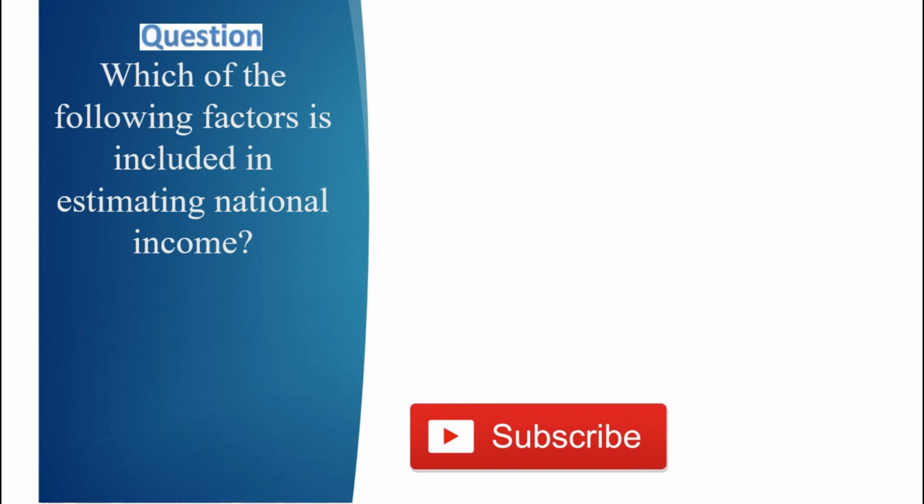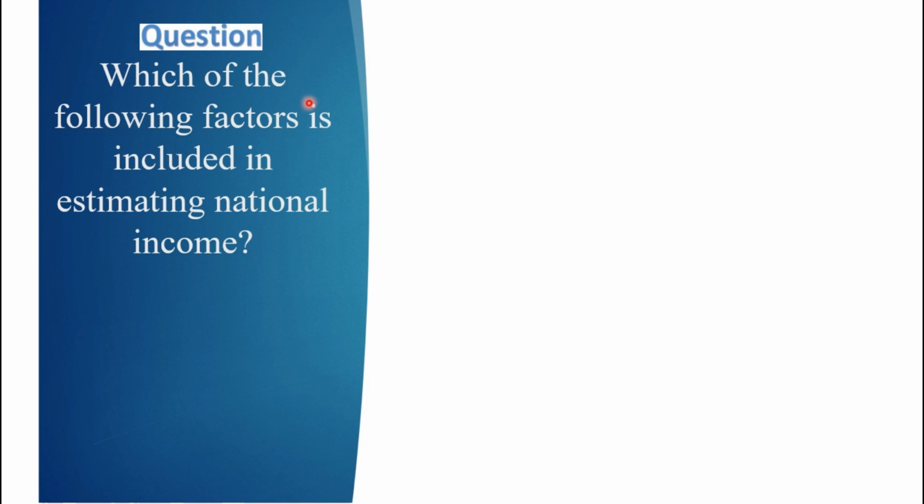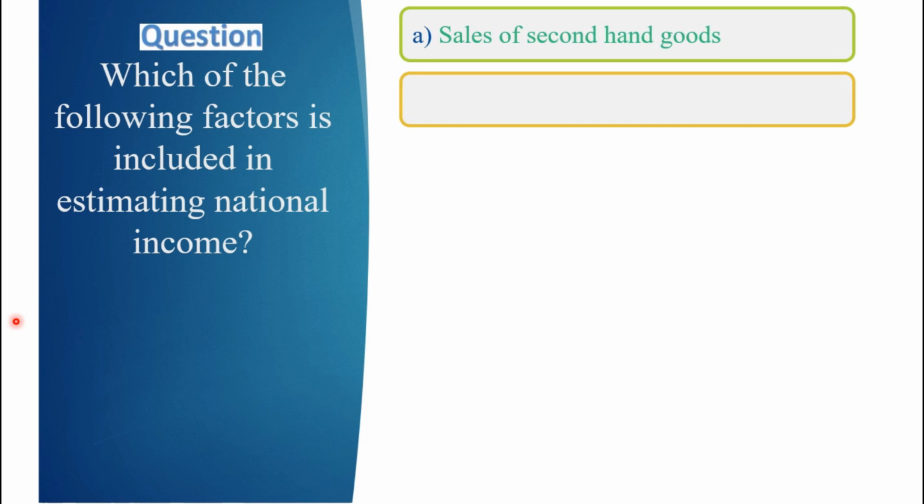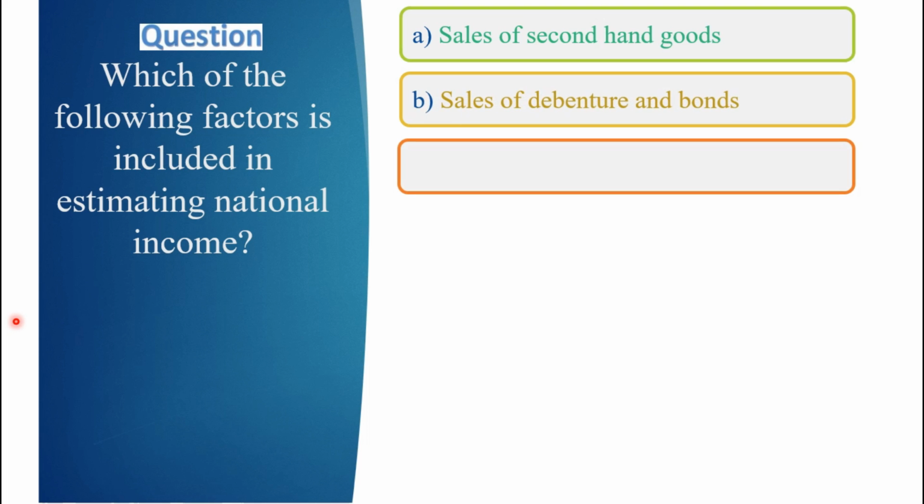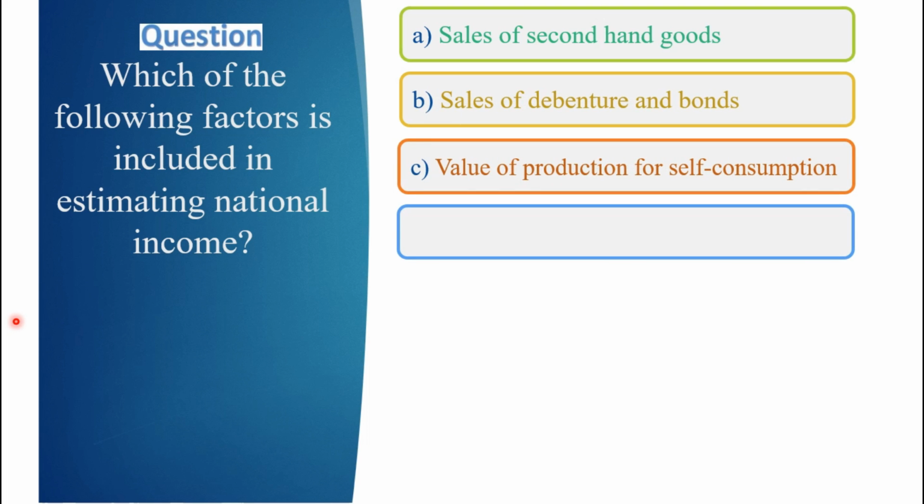Our next question is also related with the national income, and the question is, which of the following factors is included in estimating national income? Option number 1, sales of goods, sales of second hand goods. Option number 2, sales of debenture and bonds. Option number 3, value of production for self consumption. Or option number 4, transfer payments like pension.